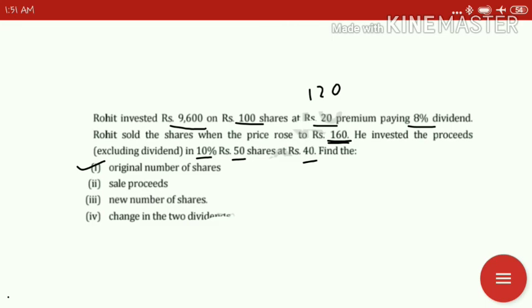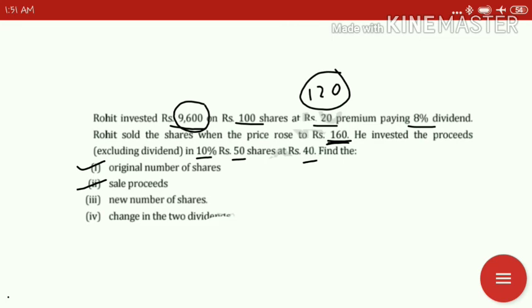You can easily find the number of shares by taking the investment 9600 and dividing by rupees 120. So you will get 80 shares that he originally purchased. And now the sale proceeds. He sold all those 80 shares at rupees 160, so the sales price will be 80 into 160. That is the amount he will collect by selling those shares.